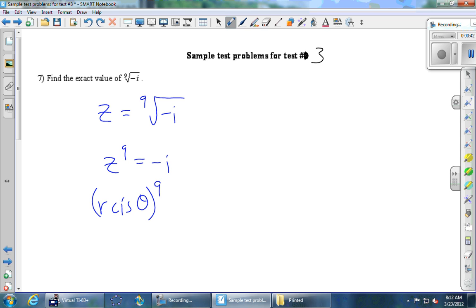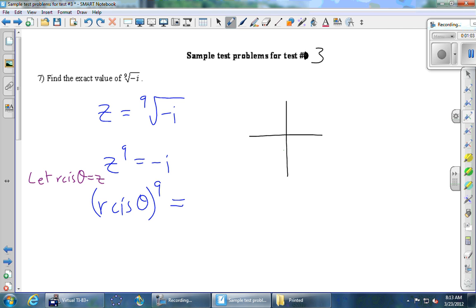I still don't know what r is. I still don't know what theta is, but in this little intermediate step, I'm just saying let r cis theta represent the complex number z. And if we're doing r cis theta form on the left, then it feels like on the right-hand side we should do the same. So let's plot the right-hand side, which is negative i.